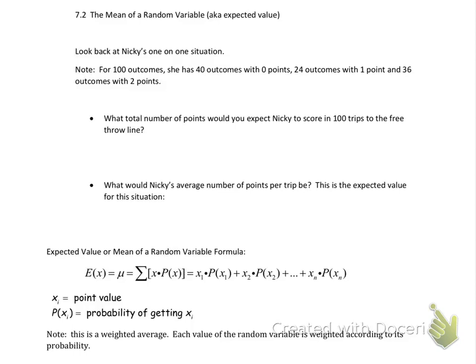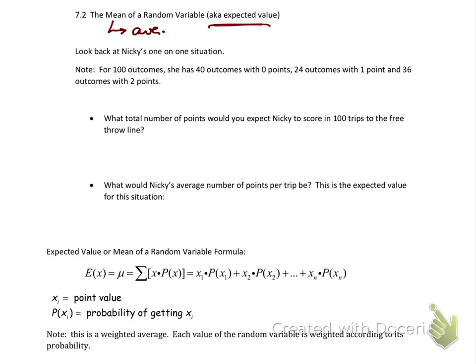Okay, in this video we're going to go over 7.2 and 7.3. So the title is the mean of a random variable, also known as the expected value. Expected value and mean just mean the average. We've already done this, and we're going to summarize everything right here.